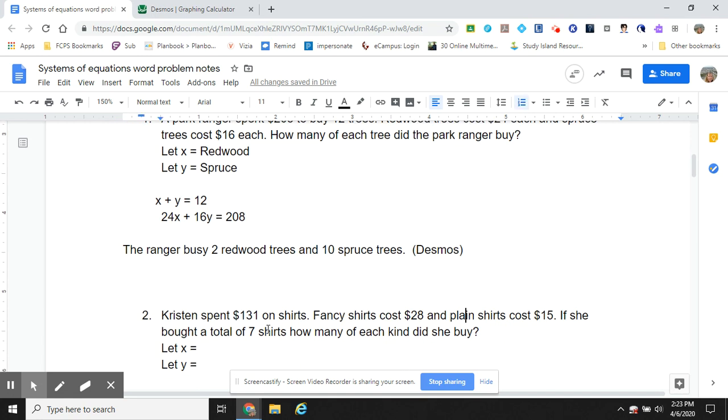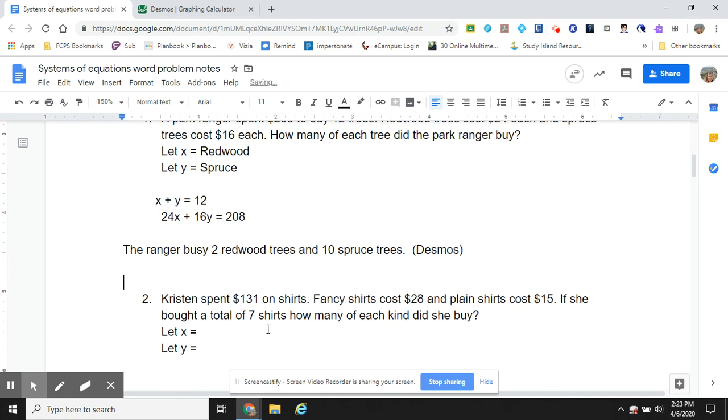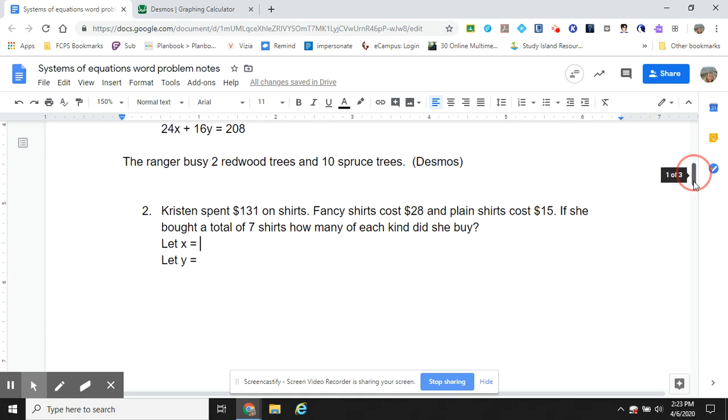Now, take a look at number 2. I'd like you to take a moment to pause the video and see if you can do number 2 on your own. Then come back and play when you're ready to see what the answer is and see if you got it right. I'd like you to give it a try, though. See if you can figure it out. Now, this is going to follow the same pattern.